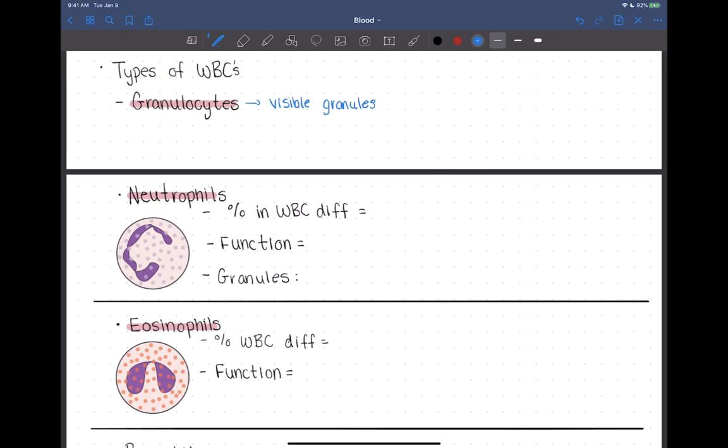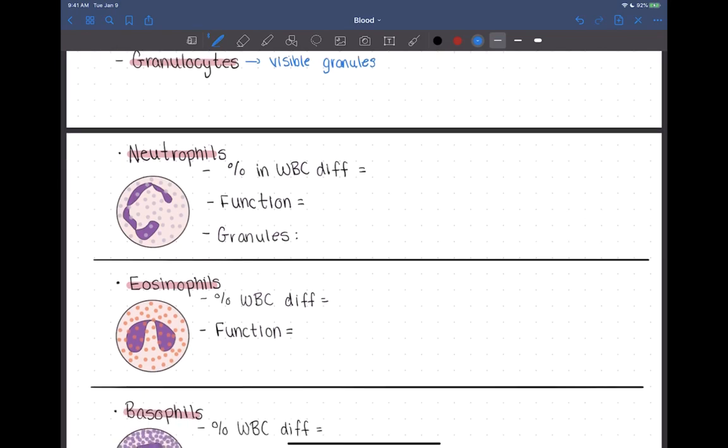Okay, so neutrophils. For each of these, we're going to talk about the percent of a white blood cell differential that they're responsible for. A white blood cell differential is where they take a sample of blood, make a blood smear, and count maybe out of 100 white blood cells, how many of those are neutrophils, how many are eosinophils, how many are basophils and monocytes and lymphocytes. Then that gives them a differential, a percentage of all of the white blood cells that are neutrophils or whatever you're talking about.